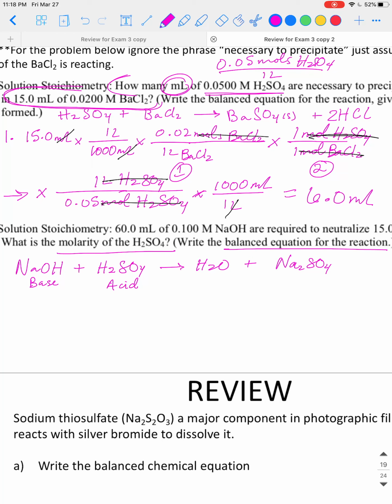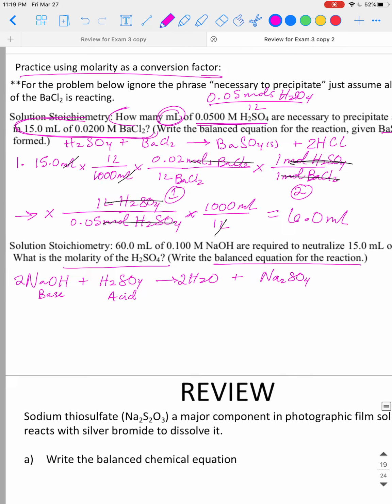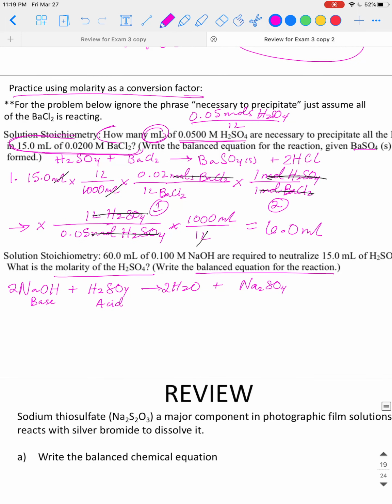Okay. So it needs to be balanced. Is it balanced? I don't believe that it is. I need 2 sodiums. Now I have 2 oxygens, 4 hydrogens, so then I think if I put a 2 here, I think we're good now. Okay. So now we've written the balanced reaction.